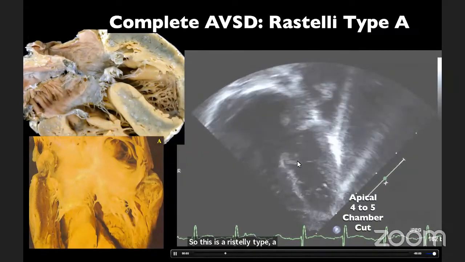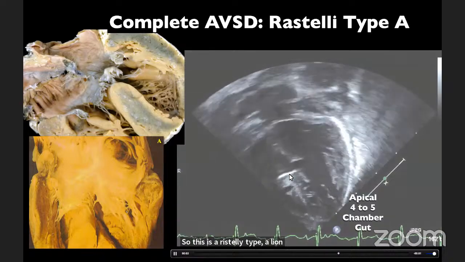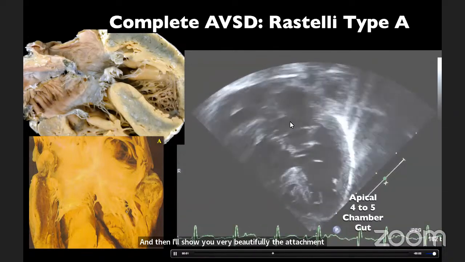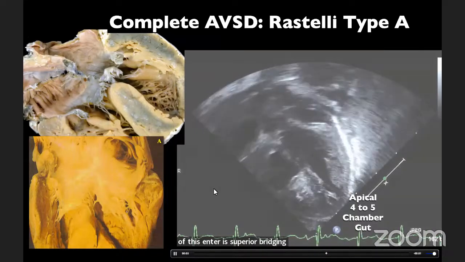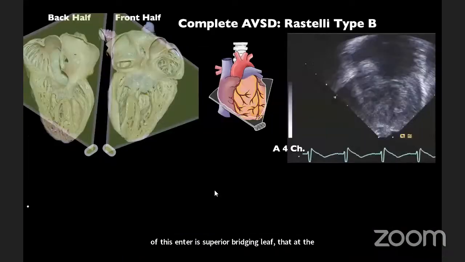And there I'll show you very beautifully the attachment of this anterior superior bridging leaflet. At the time we're seeing the aortic leaflet of the valve, making this a Rastelli type A.